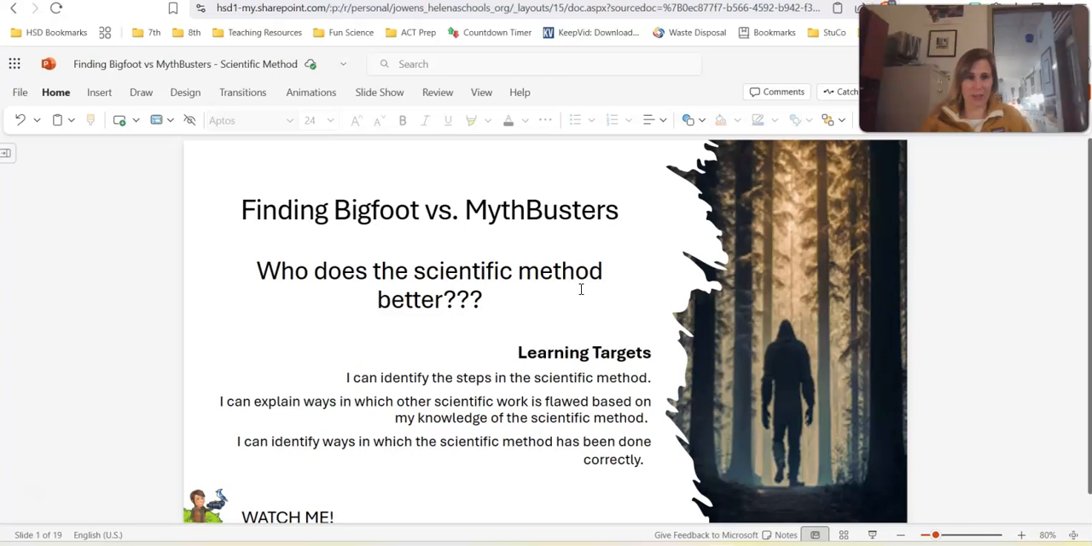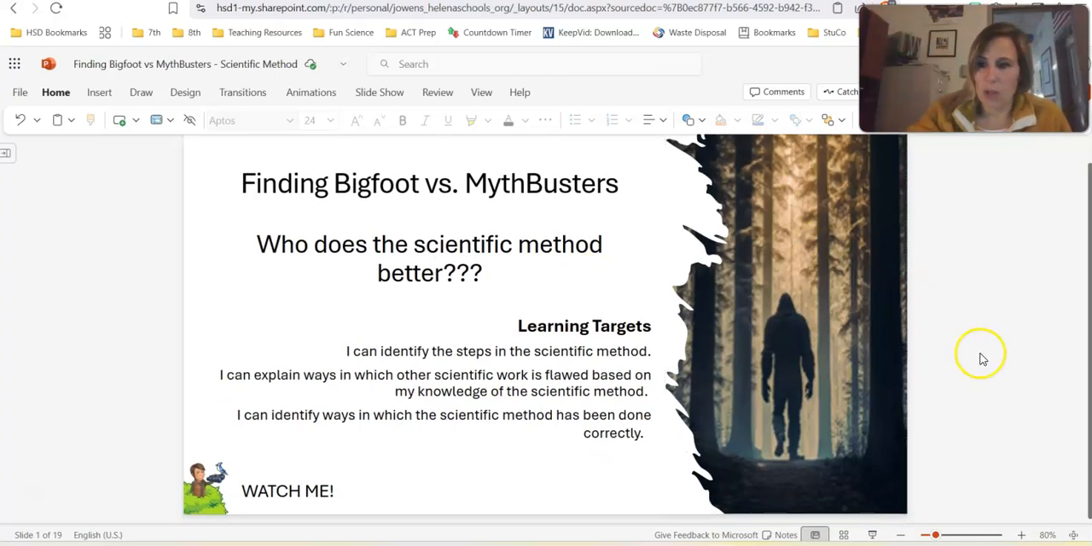So this is the Finding Bigfoot versus MythBusters. Who does the scientific method better? Your learning targets for these 2 days of assignments: I can identify the steps in the scientific method. I can explain ways in which other scientific work is flawed based on my knowledge of the scientific method. And I can identify ways in which the scientific method has been done correctly.